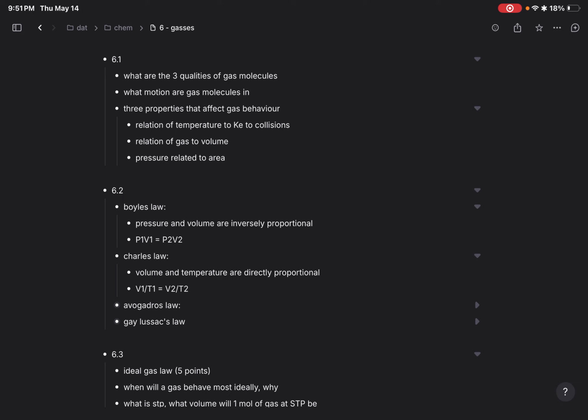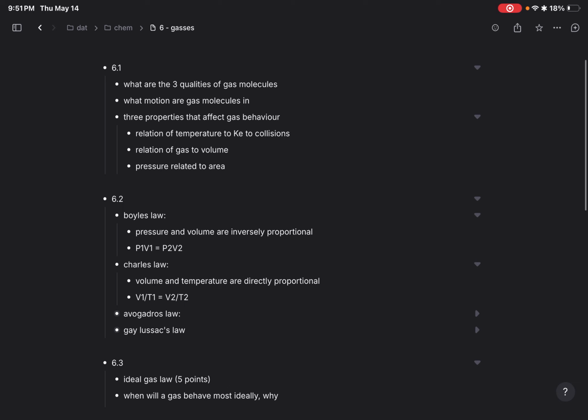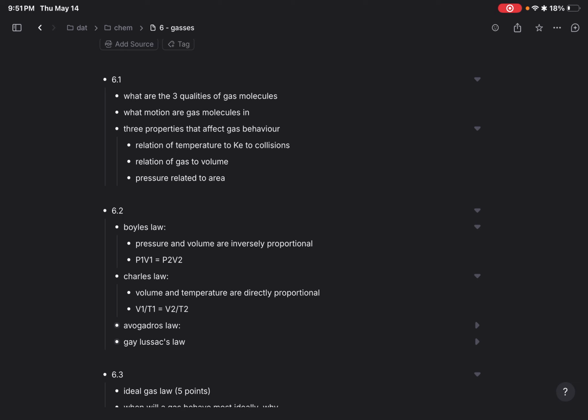Gas volume inversely affects pressure. What does that mean? That just means if you have lower volume, you're going to have higher pressure. So I think I kind of explained everything there.